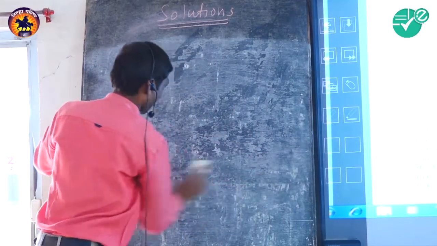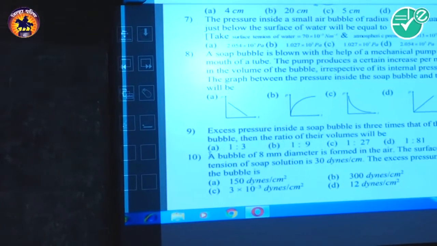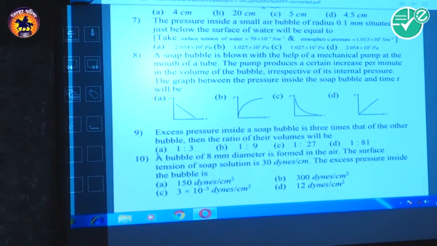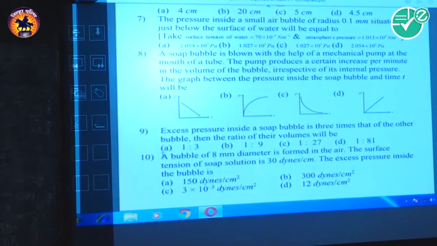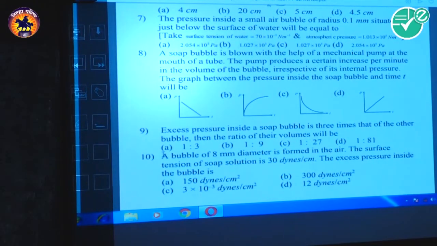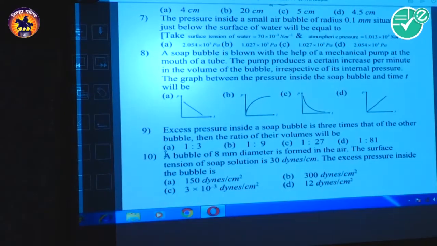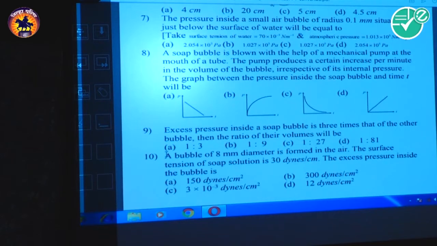Then 8th MCQs. A soap bubble is blown with the help of a mechanical pump at the mouth of a tube. The pump produces a certain increase per minute in the volume of the bubble, irrespective of its internal pressure. The graph between pressure inside the soap bubble and time t will be.